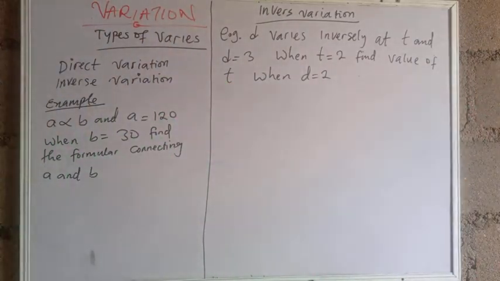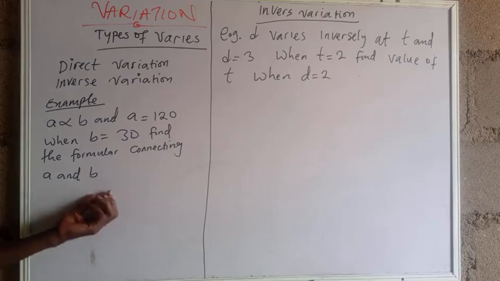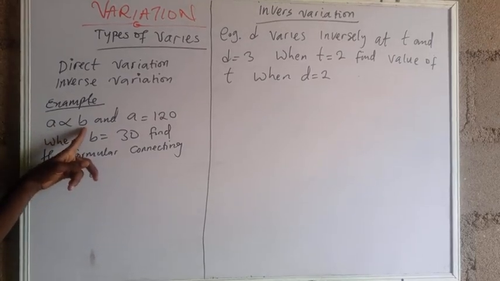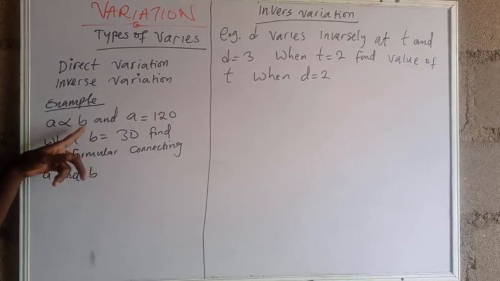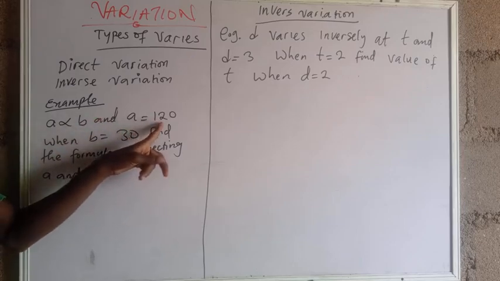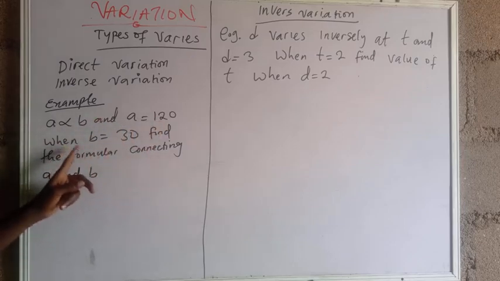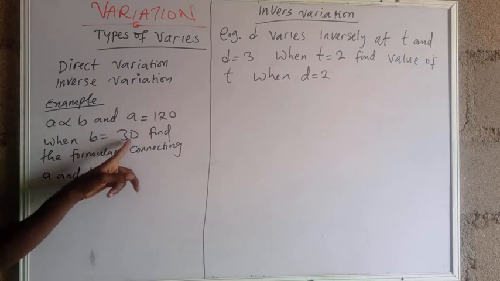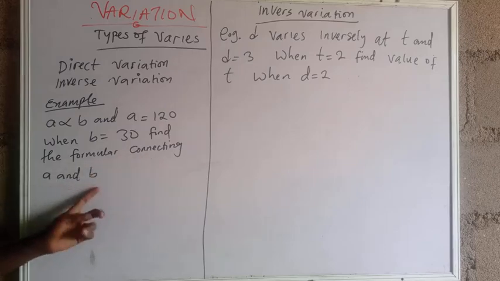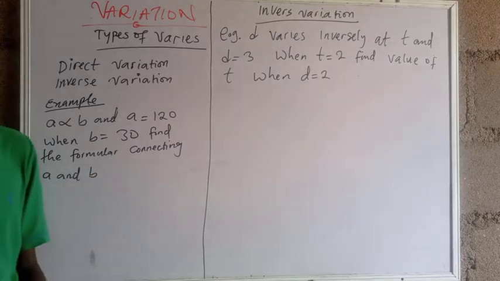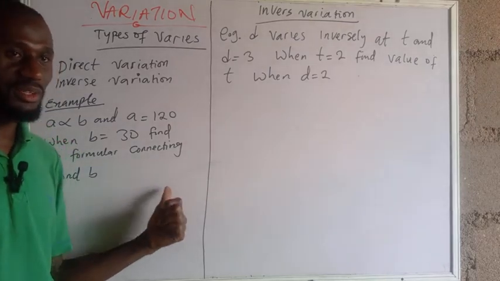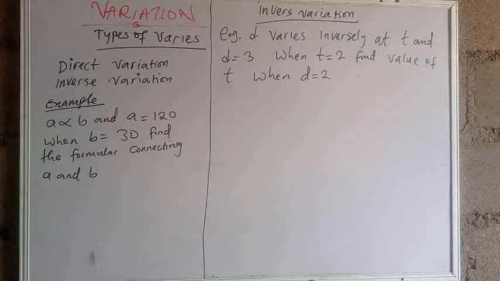Okay, firstly we are going to look at this example that says if A is directly proportional to B, that is for the direct variation, and A is given as 120 when B is equal to 30. We are asked to find the formula connecting A and B, that is, the relationship connecting A and B.